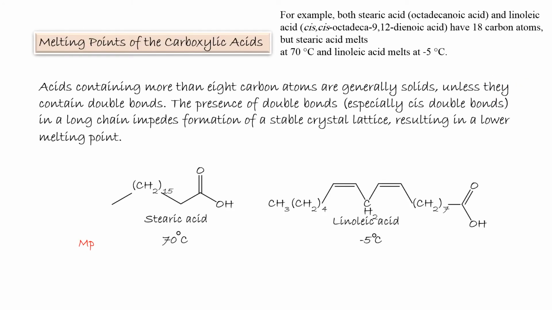Melting point. Acids containing more than 8 carbon atoms are generally solids, unless they contain double bonds. The presence of double bonds, especially if they are cis, in a long chain impedes formation of stable crystalline lattice, resulting in lower melting point. Melting point of stearic acid is 70. For linolenic acid it is -5 because of the presence of these cis alkene functional groups.